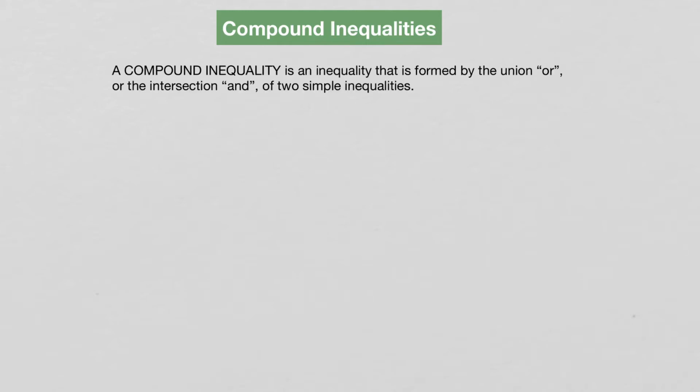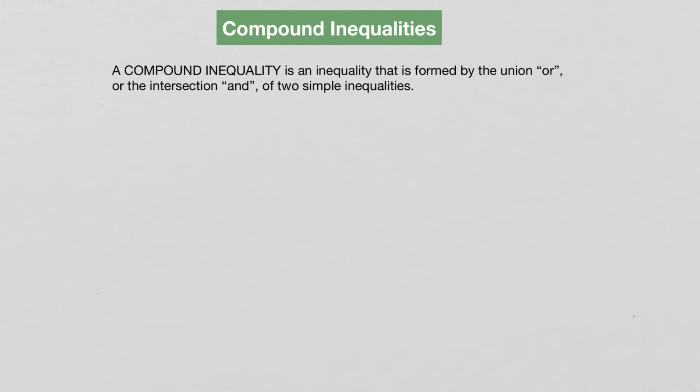Okay, class, in this lesson, I am going to show you how to solve compound inequalities and graph them on the number line. So before we get started, let's define what a compound inequality is. The definition of a compound inequality is an inequality that is formed by the union, or the word or, or the intersection, which is represented by the word and, of two simple inequalities.